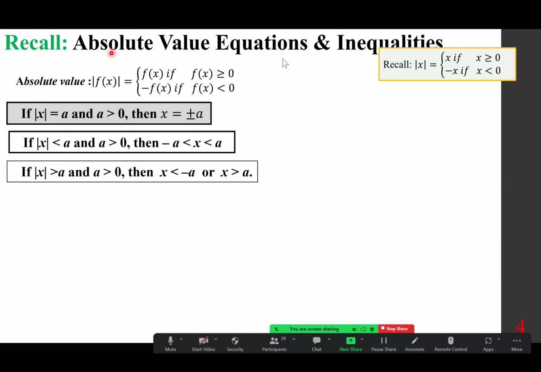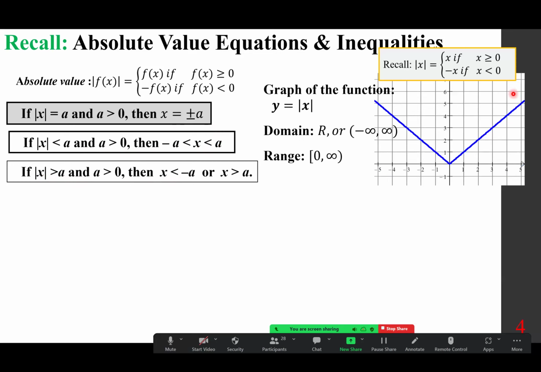Also, we looked at absolute value equations and inequalities. Recall absolute value of x is x if x is greater than or equal to 0, and minus x if x is less than 0. Because absolute value by definition is distance from 0, the absolute value of a function of x becomes the function of x if f of x is greater than or equal to 0, and it becomes the opposite of that if f of x is less than 0. For the equalities, absolute value of x equals a means x is plus or minus a. Absolute value of x less than a is sandwiched between minus a and a, and absolute value of x larger than a means x is less than minus a, or x is larger than a.